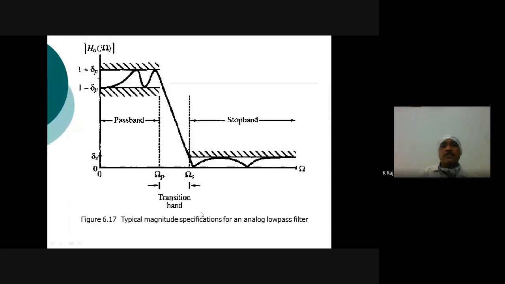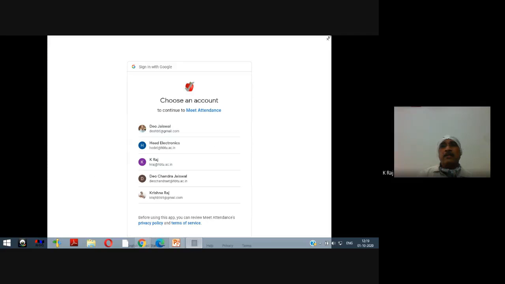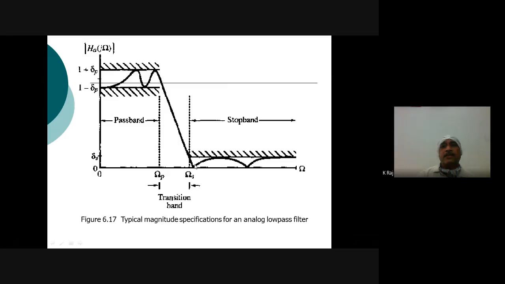Now see, this is the typical magnitude specification for an analog low pass filter that we have described in the previous section. That is that it has a range from 1 plus delta p to 1 minus delta p, where delta p is the ripple in the pass band. And in the stop band, it has a range that starts from delta s here. And in the case of equiripples, all the ripples are the same here. And the transition band is between omega p and omega s, that is in the low pass filter, it is equal to omega s minus omega p here.